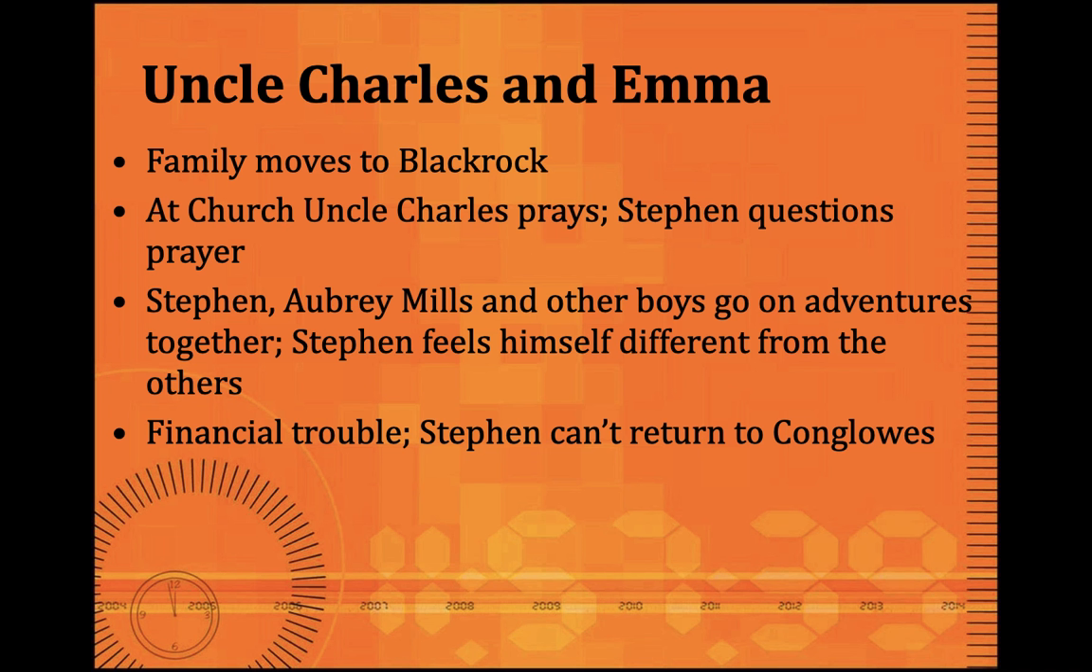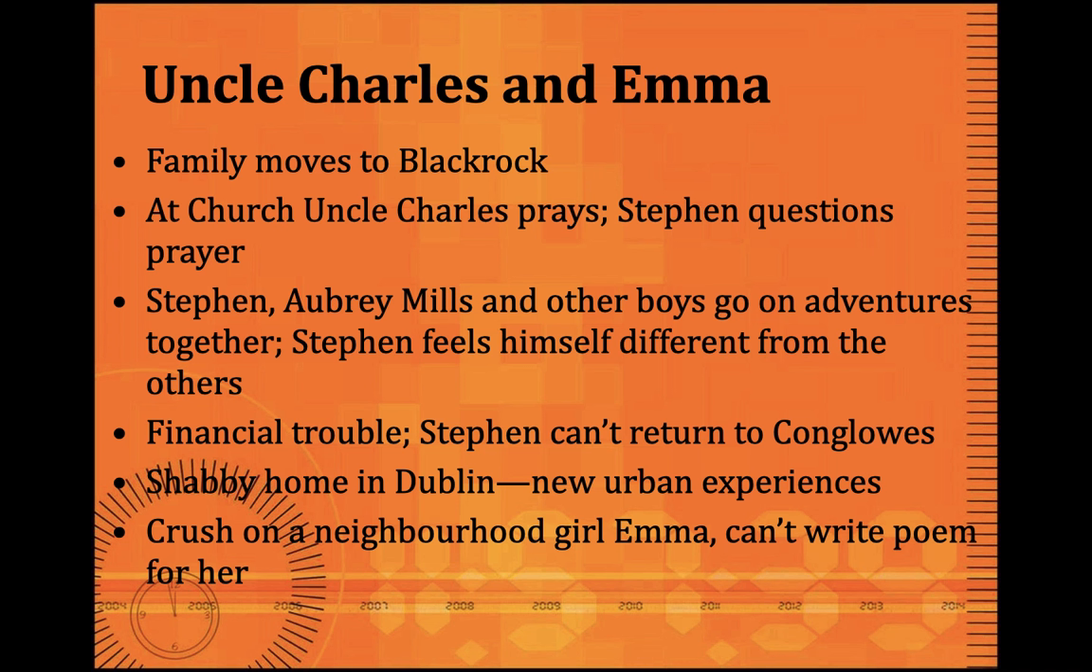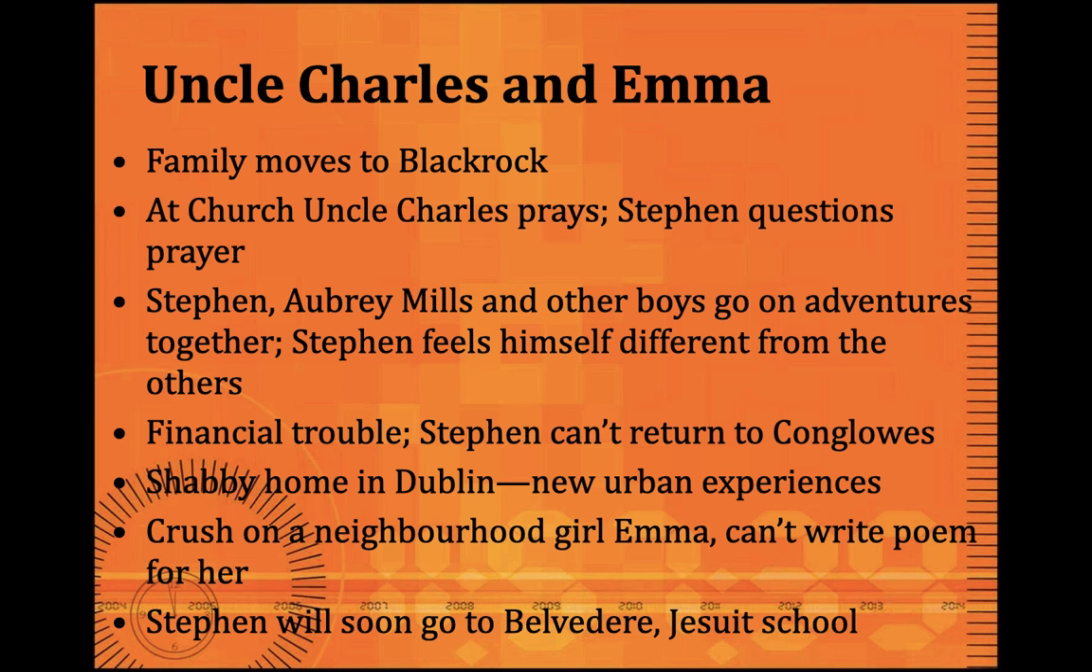There is more financial trouble in the family, and now Stephen cannot go back to Clongowes School. The family cannot afford it. So he goes to Belvedere. That's also a Jesuit school, but less expensive. And the family moves into a shabby home in Dublin, where Stephen has new urban experiences. And there is a neighborhood girl called Emma. Oh, he has a crush on her. But he doesn't have the guts to talk to her or even write a poem to her. He tries to write a poem, but he is unable to. Then he goes to Belvedere.